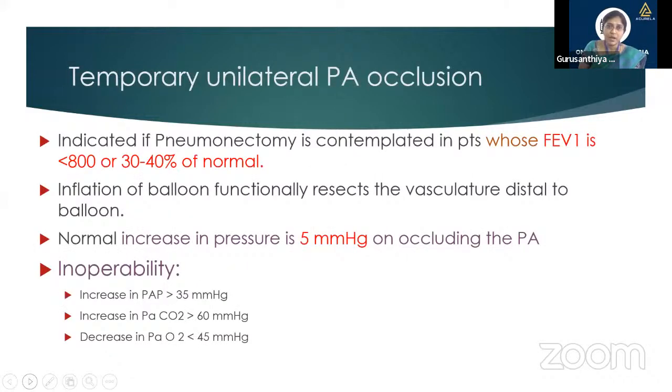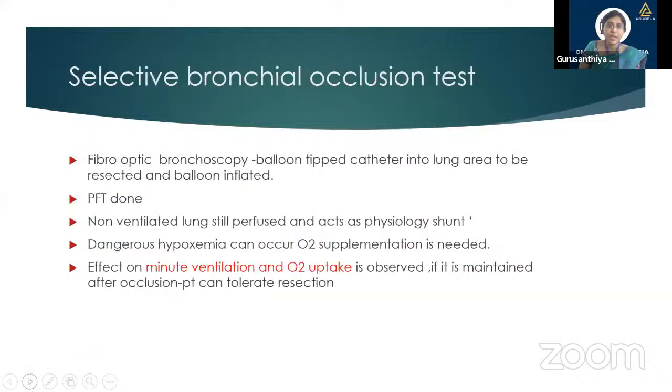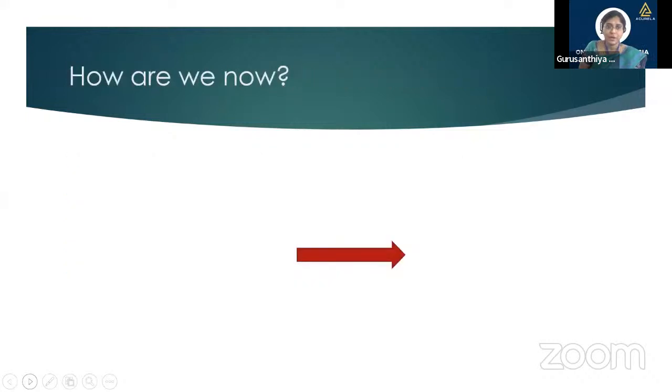Temporary pulmonary artery occlusion is done for pneumonectomies where FEV1 is less than 800 ml, and the normal increase can be 5 millimeters per minute. If the pulmonary artery pressure is going to be more than 35 and there is going to be retention of carbon dioxide with significant hypoxemia, then that is a contraindication for surgery. And the selective bronchial occlusion test can be done using a fiber optic bronchoscope. A balloon tipped catheter can be placed, and that can be used to determine if the patient is going to tolerate the lung volumes.